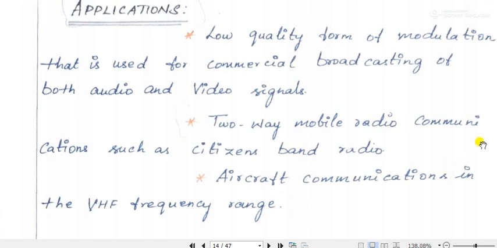Applications of AM. AM is used for commercial broadcasting of both audio and video signals, and for two-way mobile radio communication such as citizen band radio. Citizen band radio was very popular in the 1970s and 80s, and it allows two-way communication. Two people can directly communicate with each other, but it is not full duplex, it is a simple duplex communication system. AM is also used in aircraft communication in the very high frequency range.